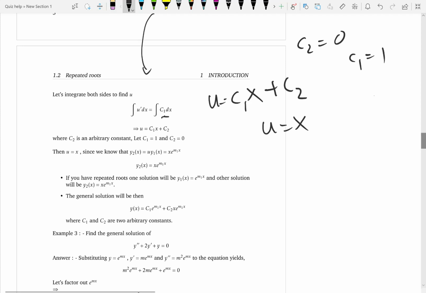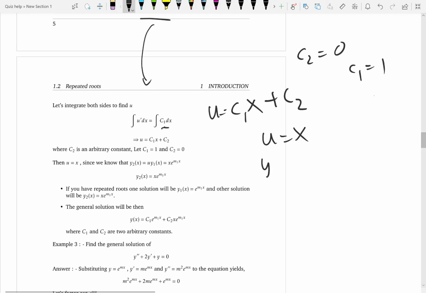Great. So now what is the second solution? Remember, the second solution we said is u times e to the m1x. Now what is u? x, right? So this is the second solution.